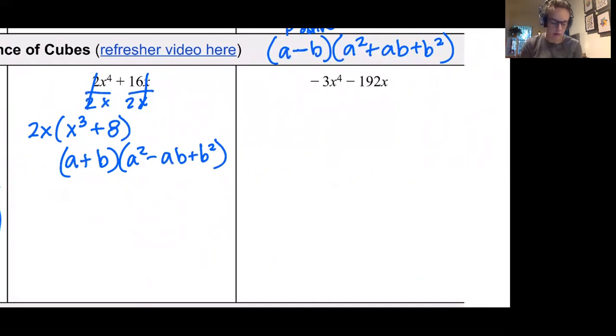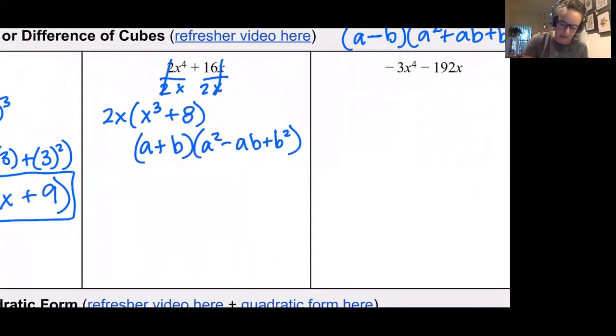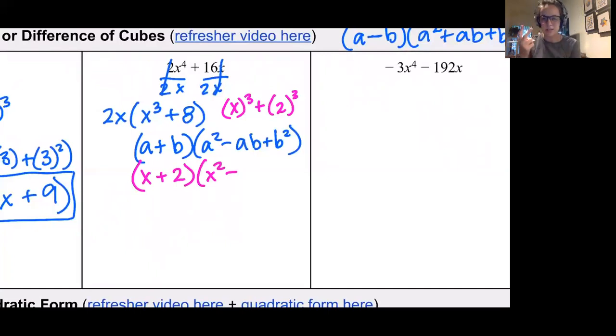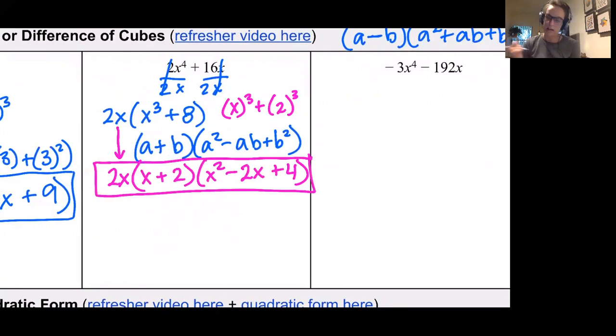Same, opposite, always positive. So in this case, I can think of this as x to the third plus, how do we make 8 into a cube? That'd be 2. So 2 cubed. So this a is going to be x, and b is 2. So I won't write them on top, I'll write them underneath. X plus 2, x squared minus, you can imagine 2 times x would just be 2x, plus, and then 2 squared would be 4. Don't forget to bring down the 2x from the beginning, right? That 2x, since we factored it out, will always be there. So you can have this as your answer here.